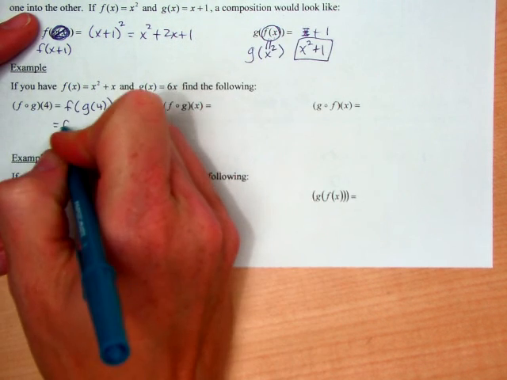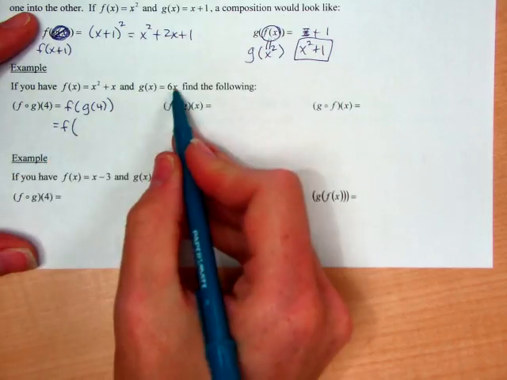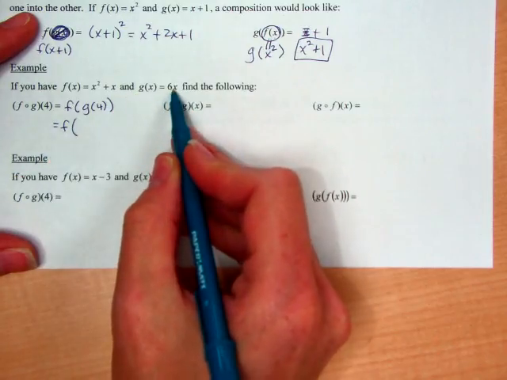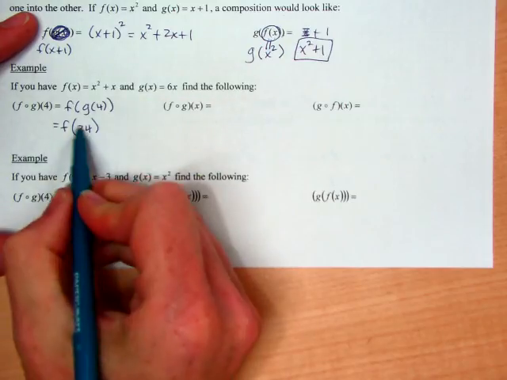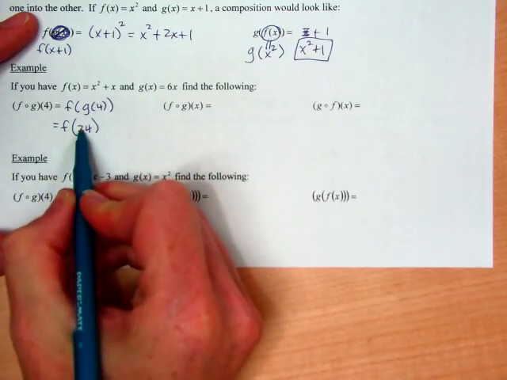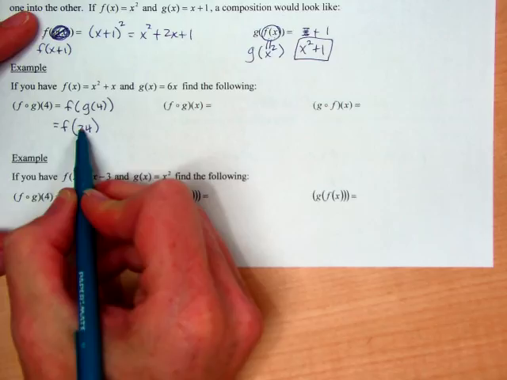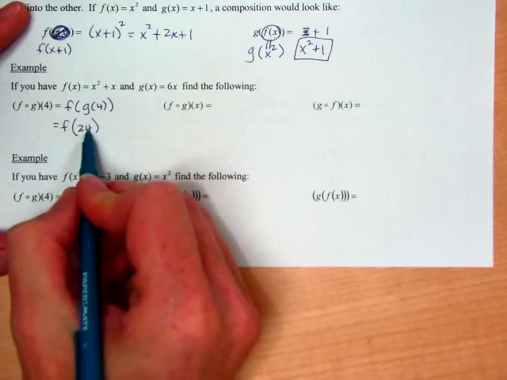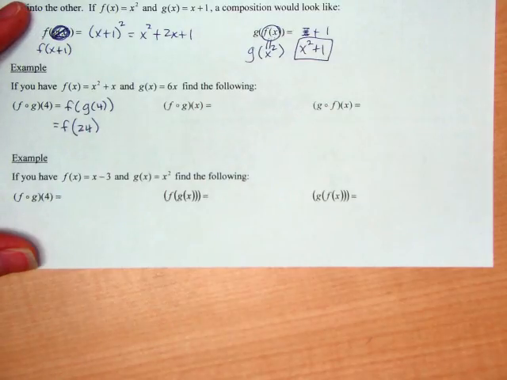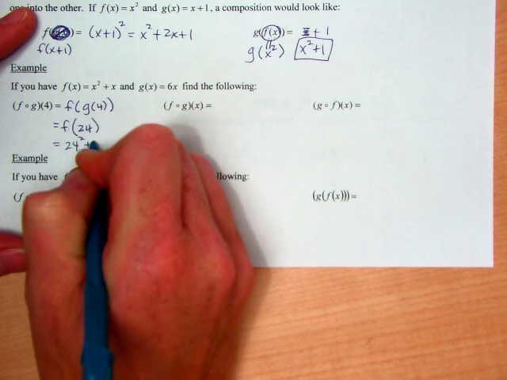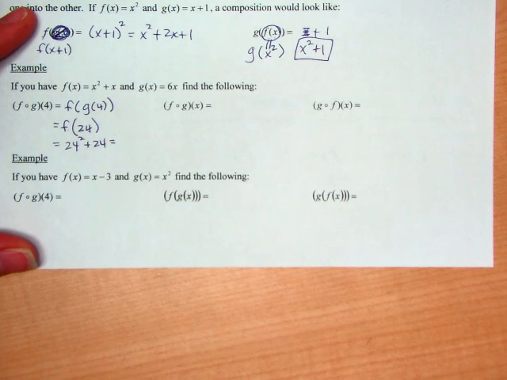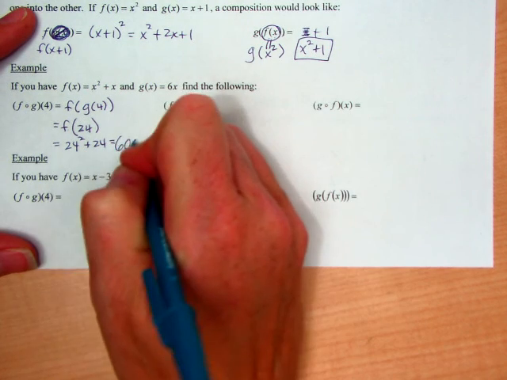So kind of leave the f there, but we're going to put the 4 into g, and if I do 6 times 4, that's 24. Now I think you could do this problem if I had set it up for you this way to start with and said, what's f of 24? I think you could have done that pretty easily by plugging in a 24. So 24 times 24 is 576 plus another 24. So 600 all in all.